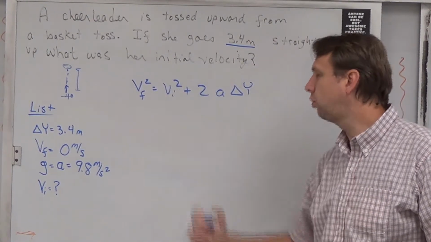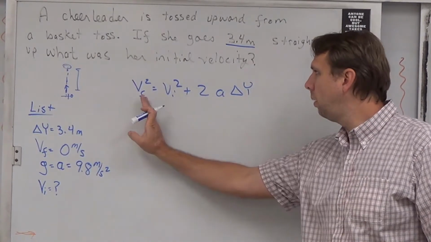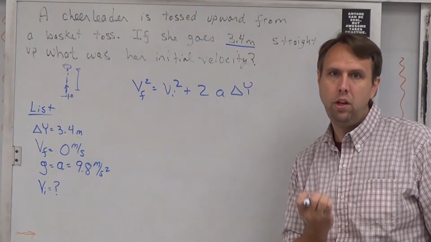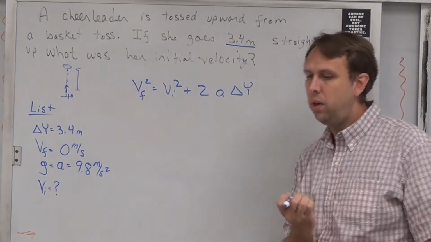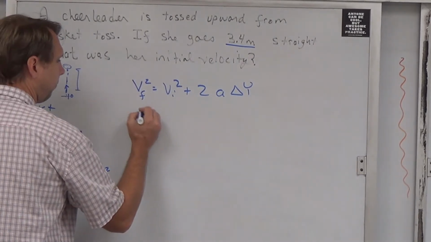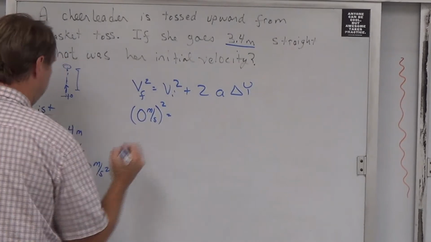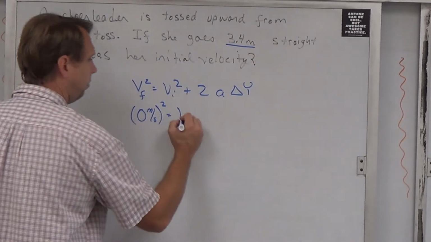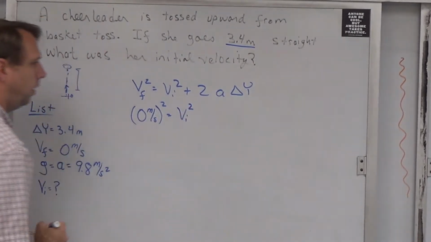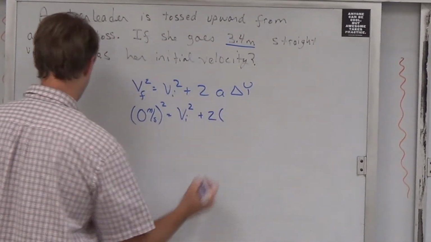People forget to include the square. They'll do something wrong. It's okay. Write down the formula without substituting your stuff in first, and that way you can get the correct answer. So our final velocity here, 0 meters per second, quantity squared. The initial velocity, I'm just going to write as Vi squared. We don't know what it is. We're solving for it. Plus 2 times the acceleration.